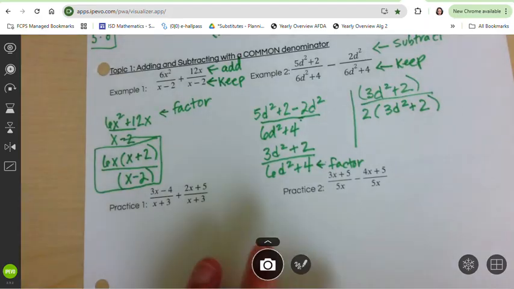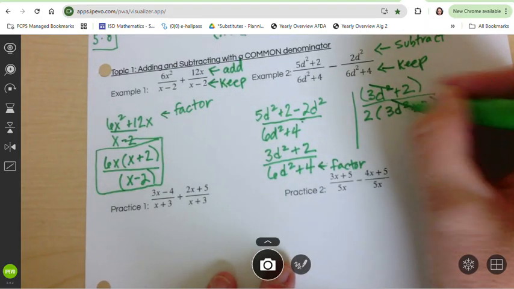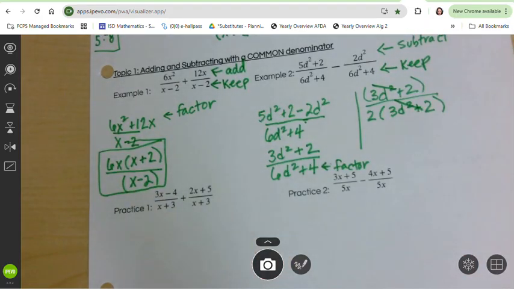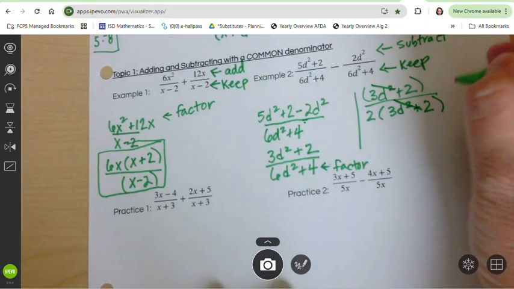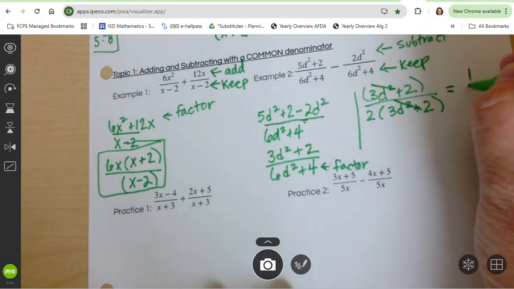So when I cancel them, my answer is not 2, it's what number? Ian says 1 over 2. Anybody agree? Desmond says yes. Good. All right, so this equals 1 over 2.